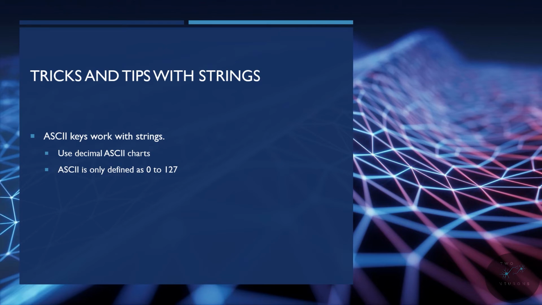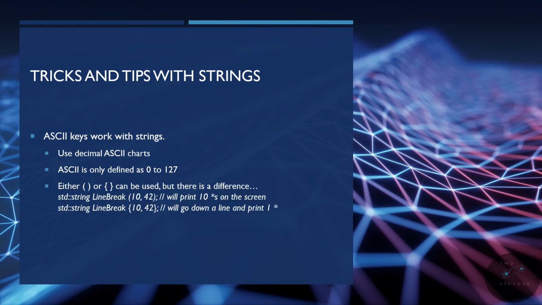So if you're looking at a decimal table, you'll see it usually goes 0 to 127 for the ASCII charts. But you might also have a table that has quote-unquote extended ASCII. Well, there's really no such thing, and anything past 127 would have to be redefined. Now, you can use either parentheses or curly brackets with this. However, there is a difference.